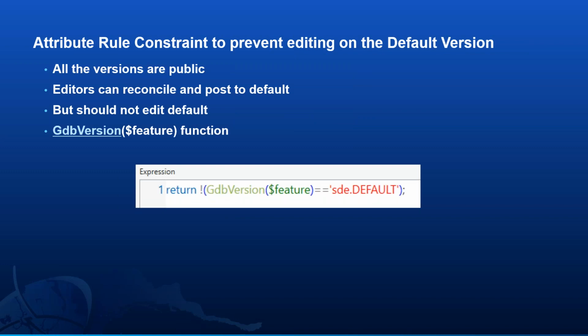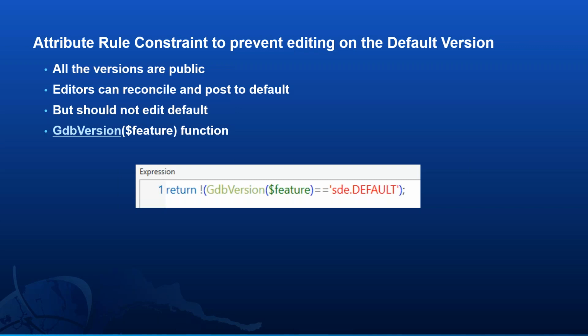Another one that is easy is when you have a version environment, you probably don't want people to be editing the default version. The default version does not have an undo and redo stack for one reason: once you perform an edit, you don't have an undo capability, whereas if you make a mistake in a version, you can delete the version and nothing happened, so to speak, and you can undo your edit. So preventing people from editing default is a good thing. But people need to be able to reconcile and post to that version, therefore it needs to be public.